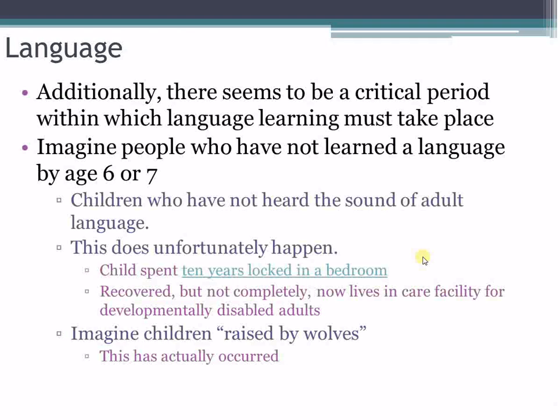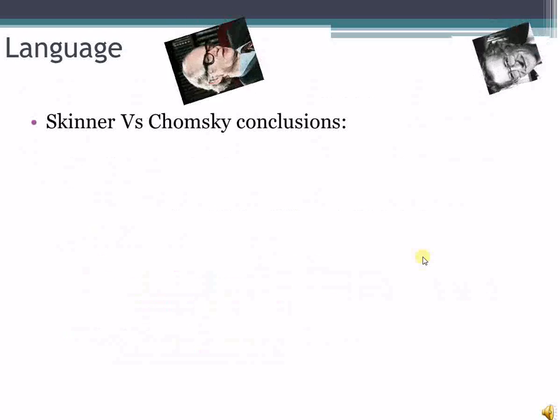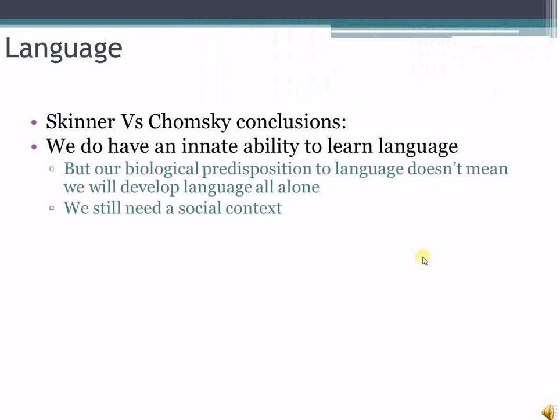Similarly, there are examples of children raised by wolves, or raised in isolation, who don't develop language, right? So the conclusion here is that we do have this innate ability to learn language, but our biological predisposition to language doesn't mean we're going to do it by ourselves. We still need a social context, right? So if you're in isolation, you won't really develop a language.